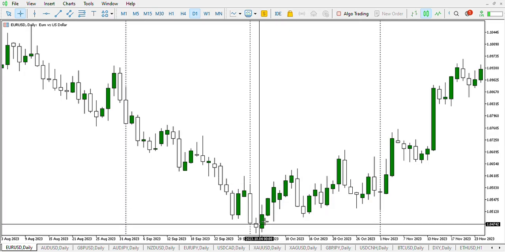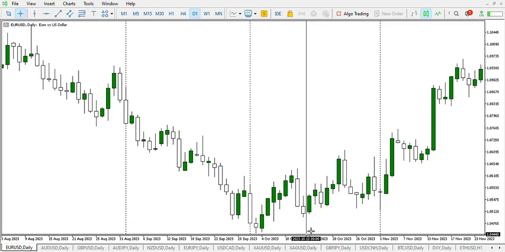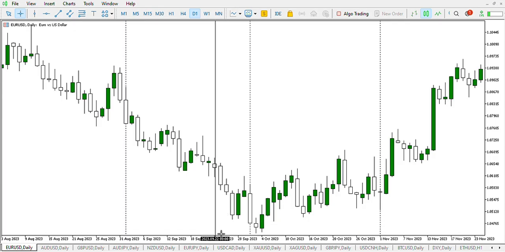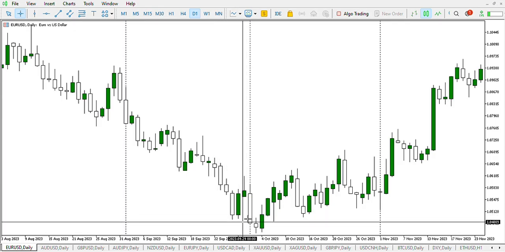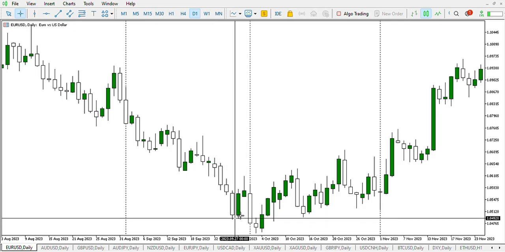Why does the market do this? The market does this because forex trading is a zero-sum game. So for buyers to make money, sellers need to lose money on the other side, and for sellers to make money, buyers need to lose money on the other side. So not everyone wins. Some win, some lose. Some lose, some win. That is the nature of the business.